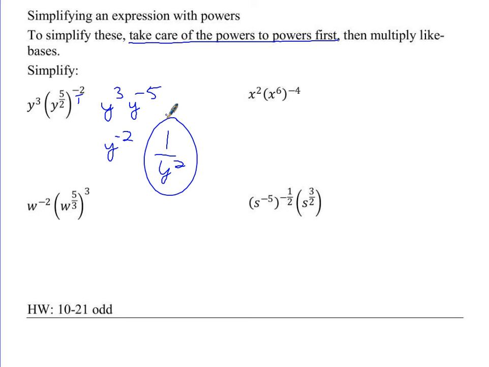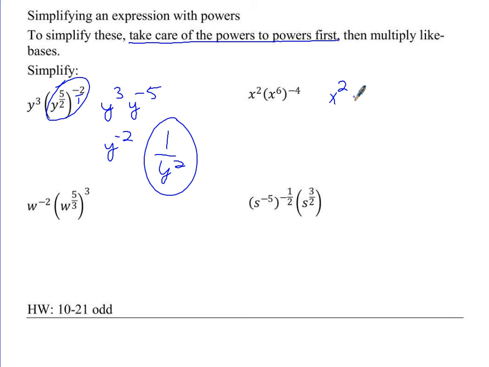Okay, so notice we did this first. Then we could do the like bases and add the exponents. And then we simplified from there. So let's see if we can do the next one. It's very similar. What will we do first? Yep, powers to powers. Got to take care of that first. So what will I write?